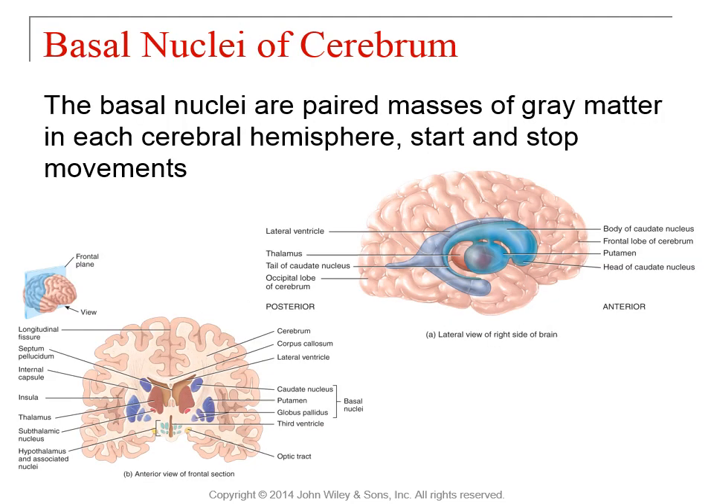So next we'll look at the really deep part of the cerebrum called the basal nuclei. These are very important because they're going to be very important for both starting and stopping certain types of motions. So your 3 basal nuclei are going to include the caudate nucleus, the putamen, and the globus pallidus.